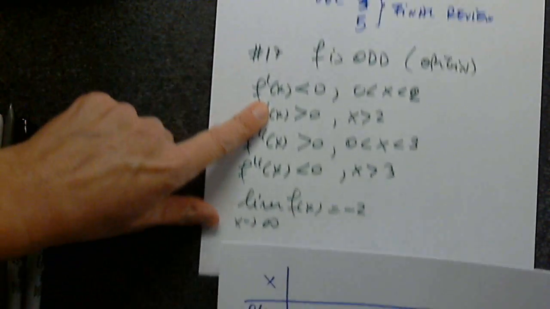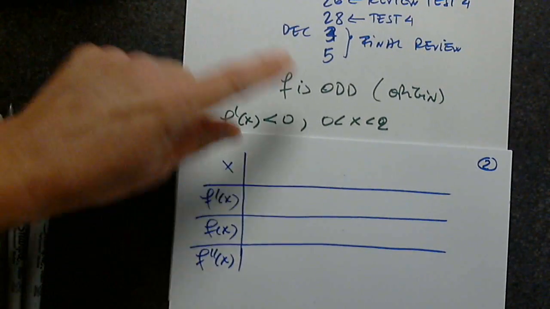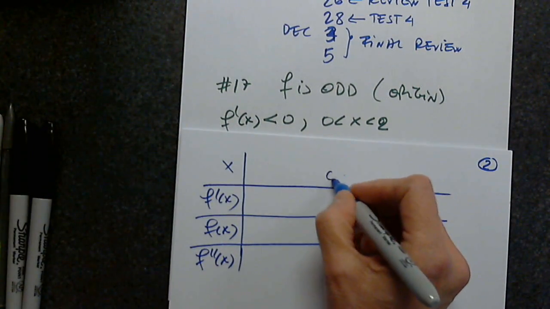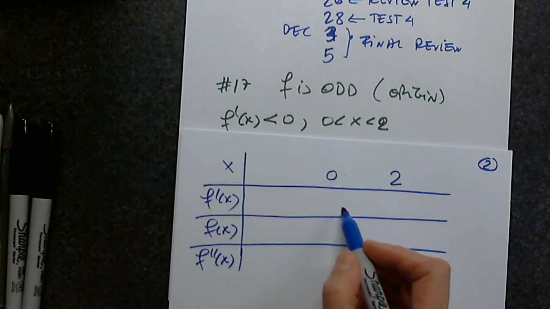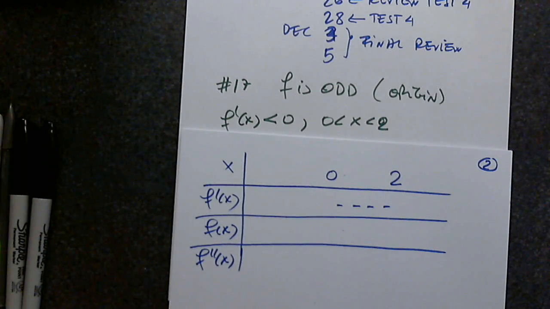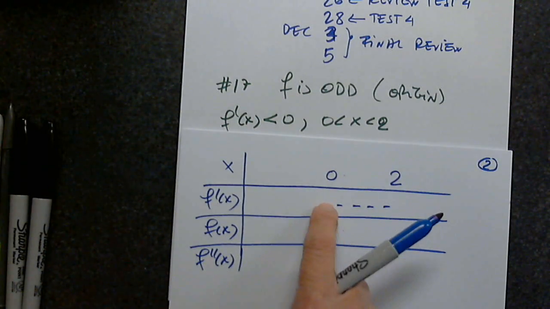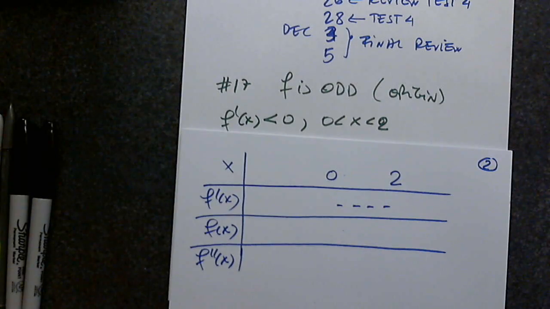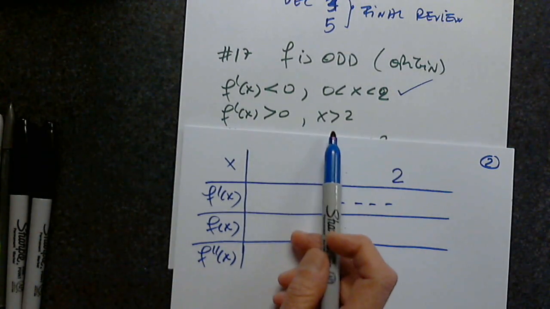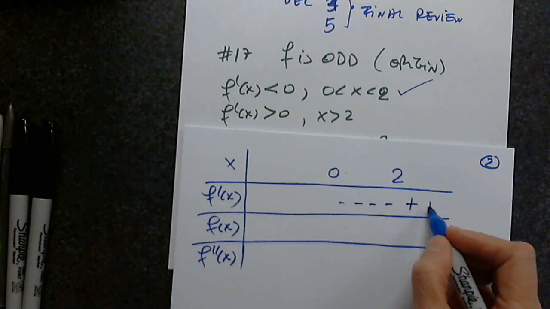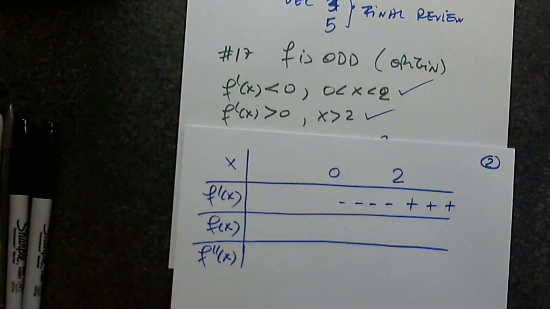So it says f prime is less than 0 between 0 and 2. Obviously, I have to have 0 and I have to have 2, and f prime is negative here. I don't know if this is a critical number, or if our critical number is coming from f prime being 0 or being undefined. I don't know that, but I know that this is taken care of already. Then the next one says f prime is greater than 0 for x greater than 2. So this is taken care of.